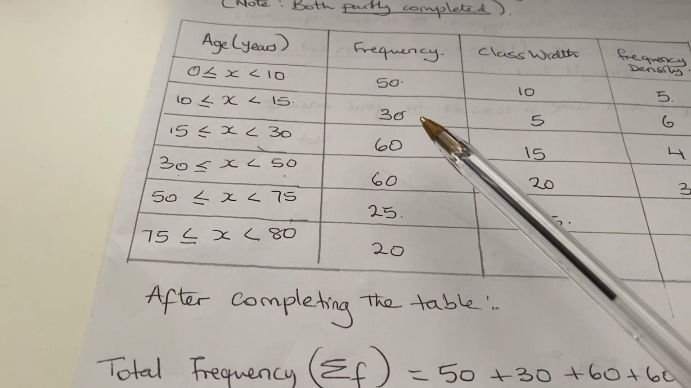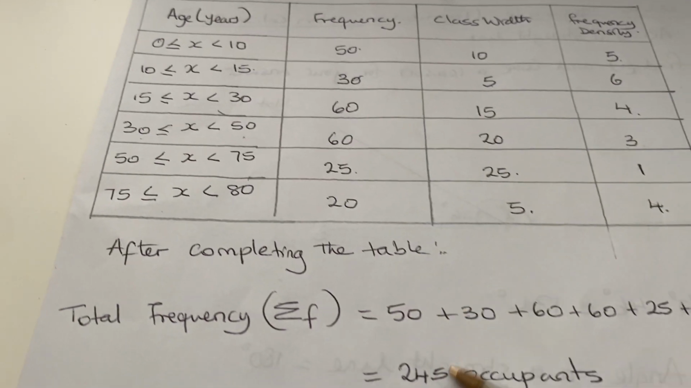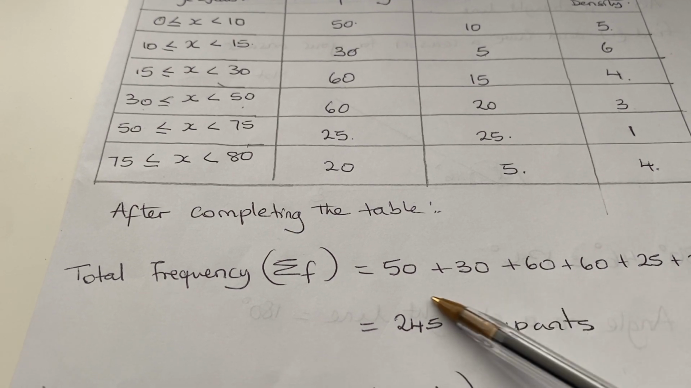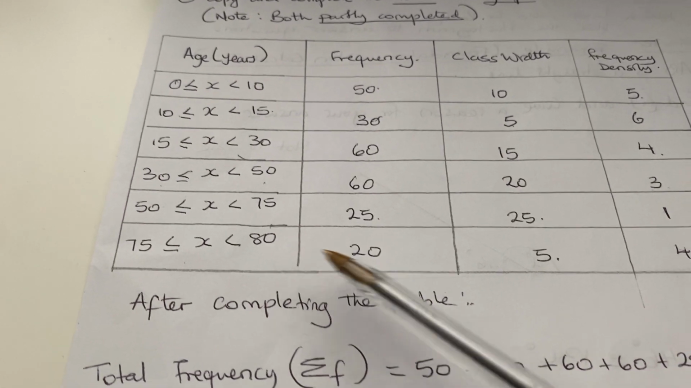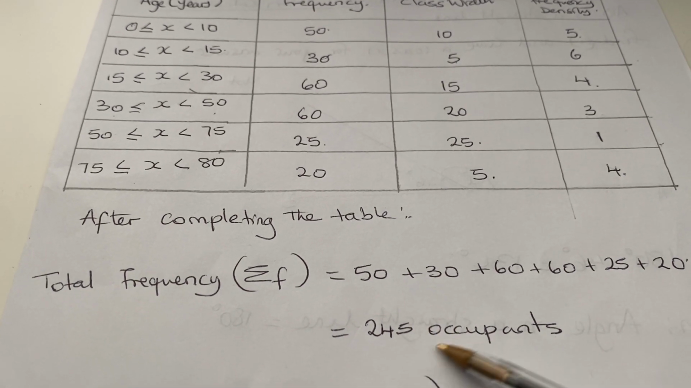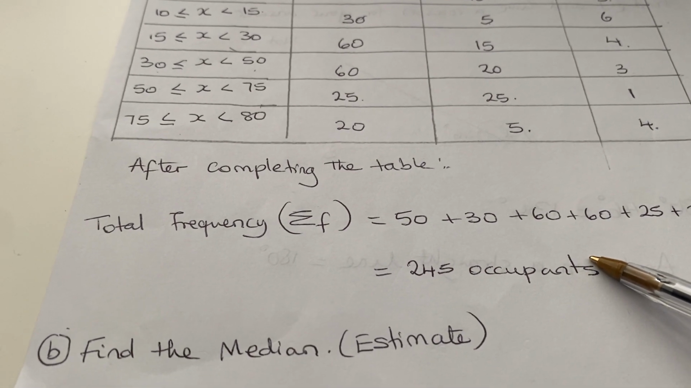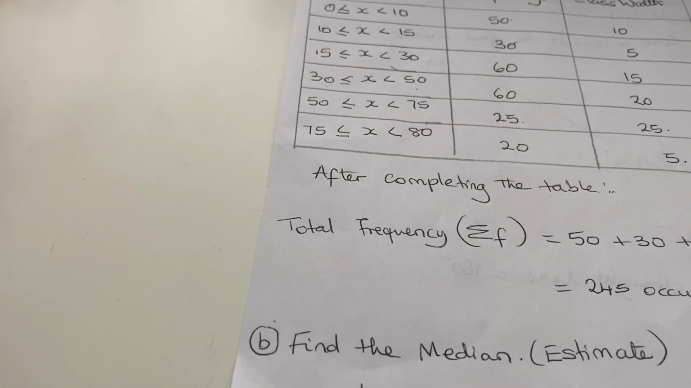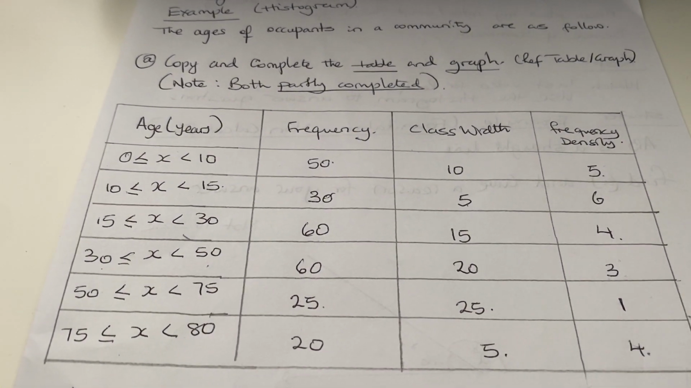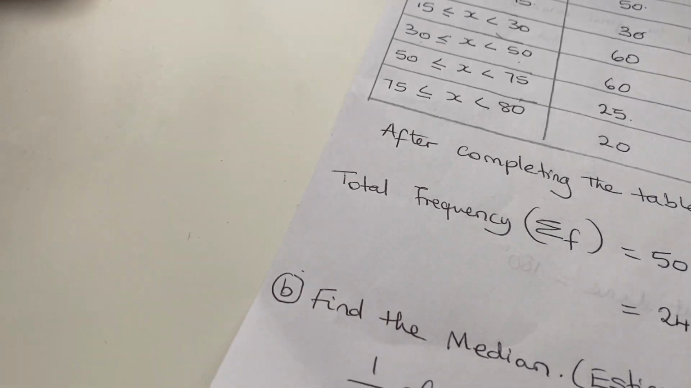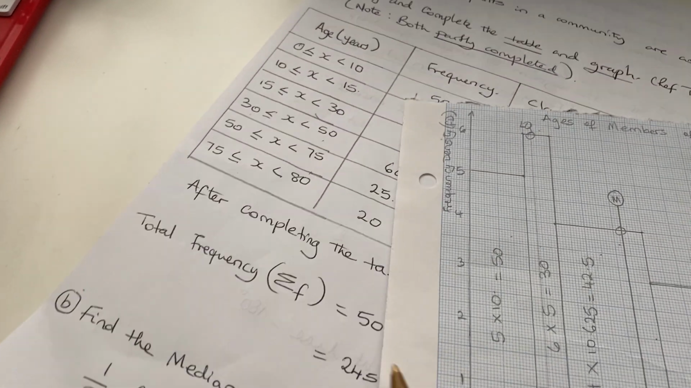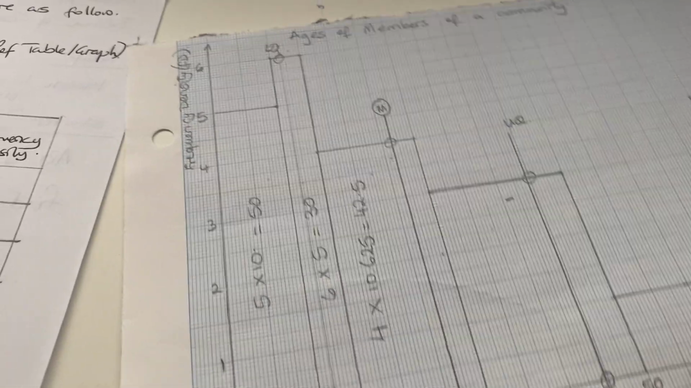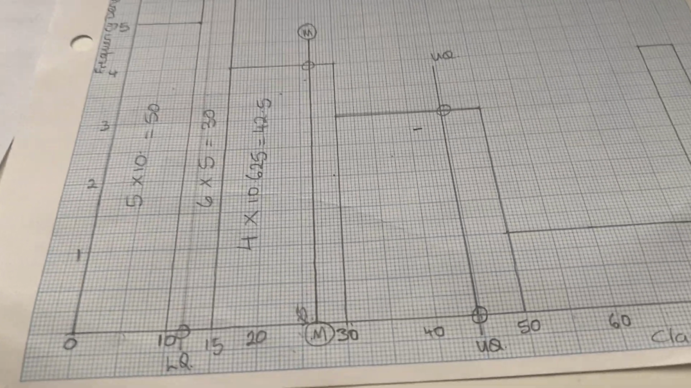So after completing the table, I know that the occupants that were screened with the ages is 245 occupants. Now we are supposed to find the median. So with the table here, I've used it to plot a histogram. That is the first two parts of the question. That is my histogram.